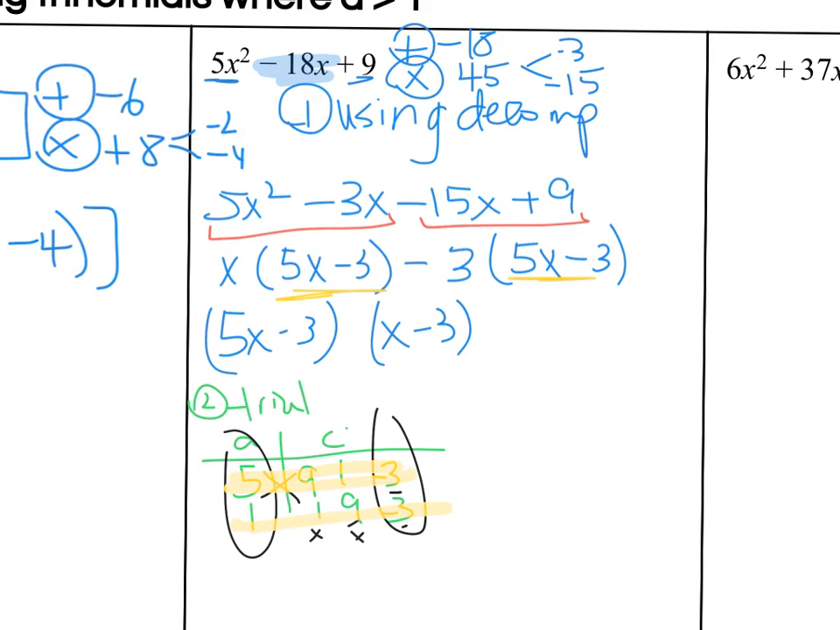So then the two factors are 5x minus 3 from here and here, and the other one is 1x minus 3 from there.